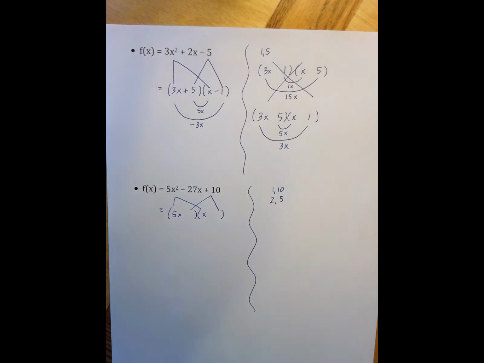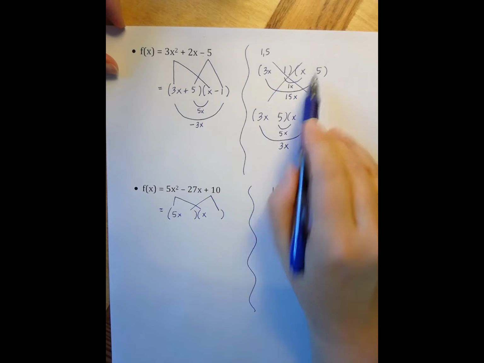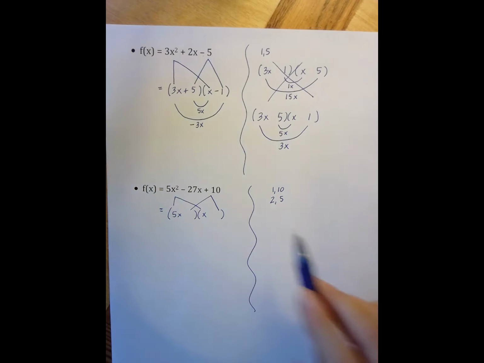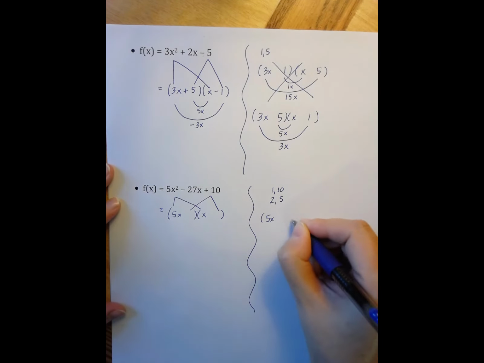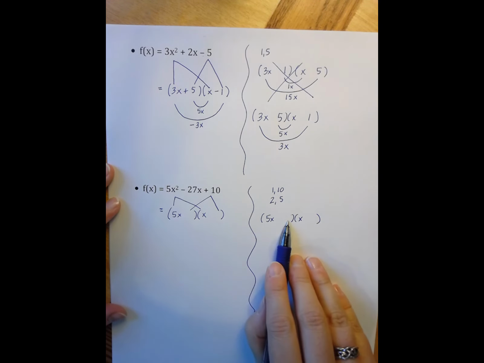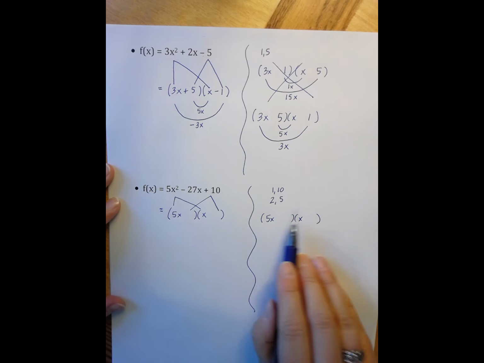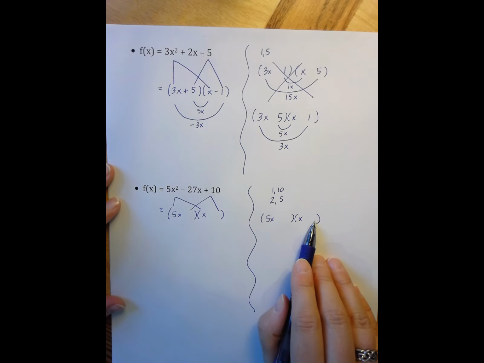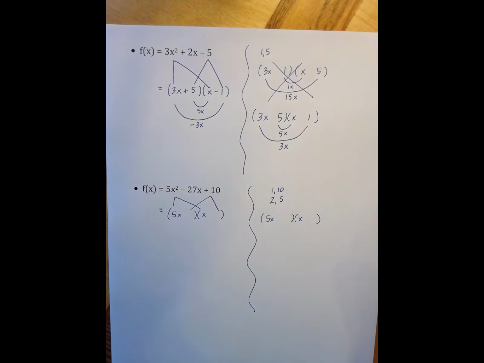In this case, my trial and error involves 4 options. Above, the only options were 1 and 5 or 5 and 1. But in this problem, with 5x and x, I could have 1 here and 10 here, or 10 here and 1 here, or 2 here and 5 here, or 5 here and 2 here. So there's a lot of options to try. As you get better at the guessing and checking, the trial and error, you will find that you'll be much faster at this. So I can kind of do this in my head.